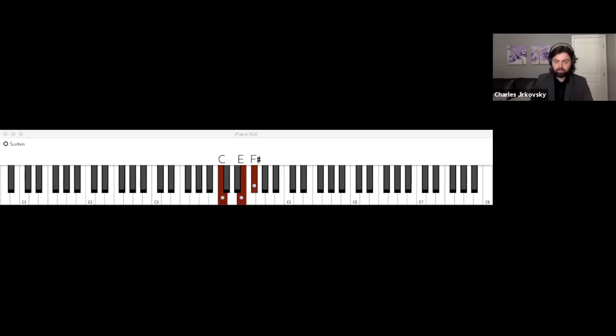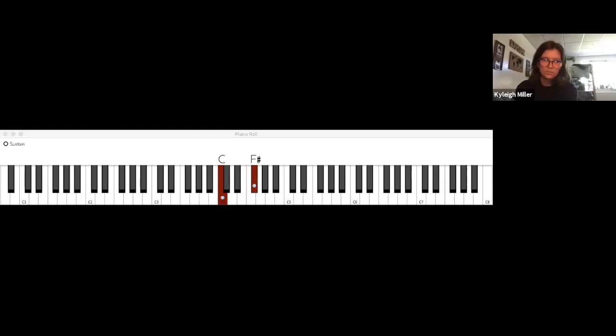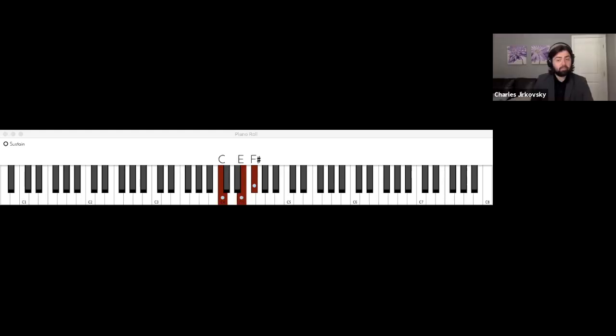Not quite. You're close. Two of the notes are right. It's not the major third in the middle. It's the minor.